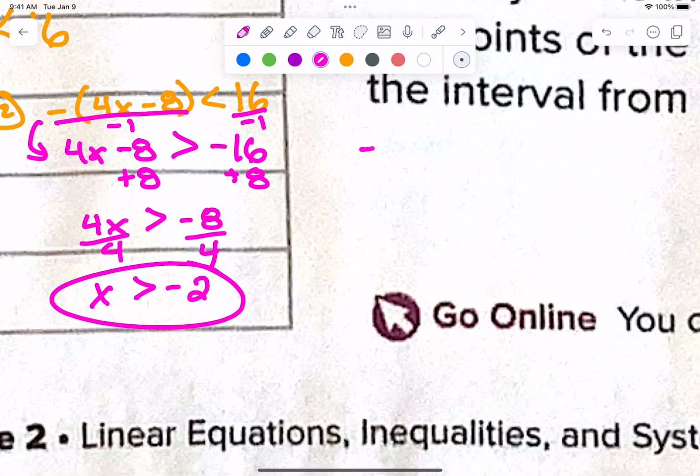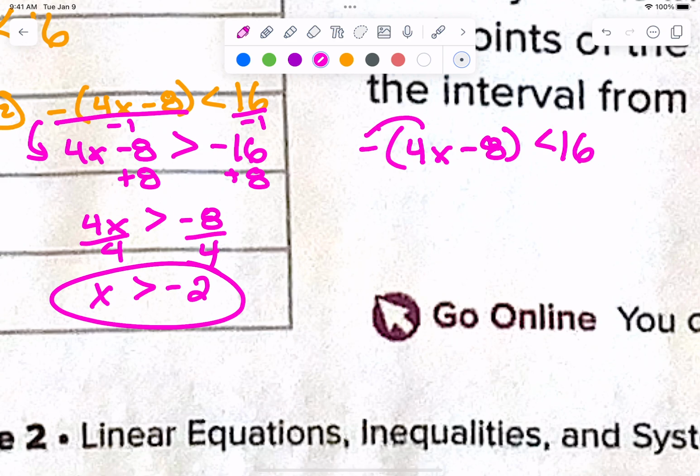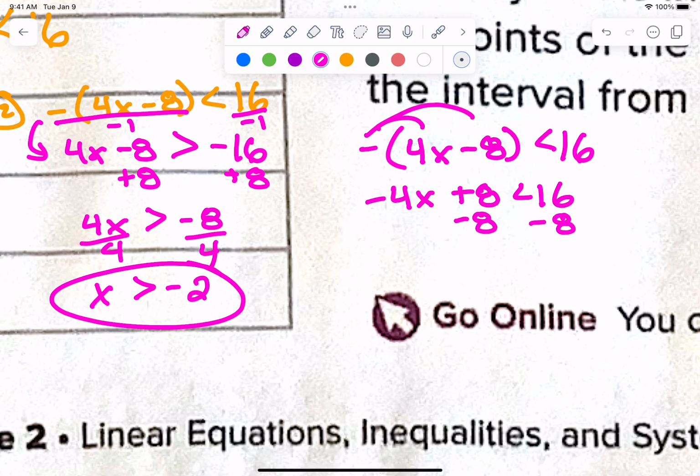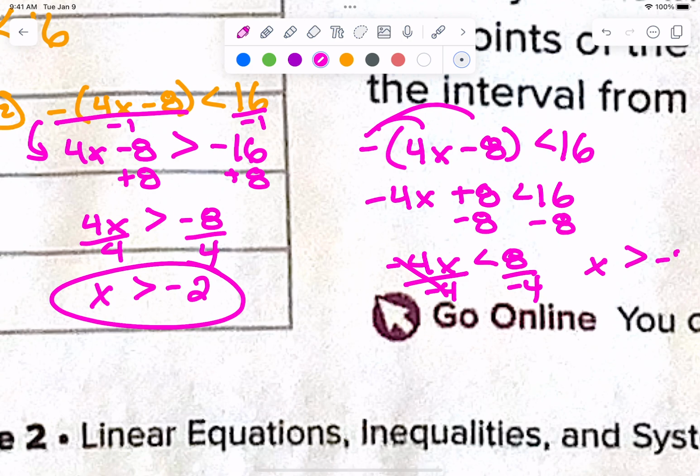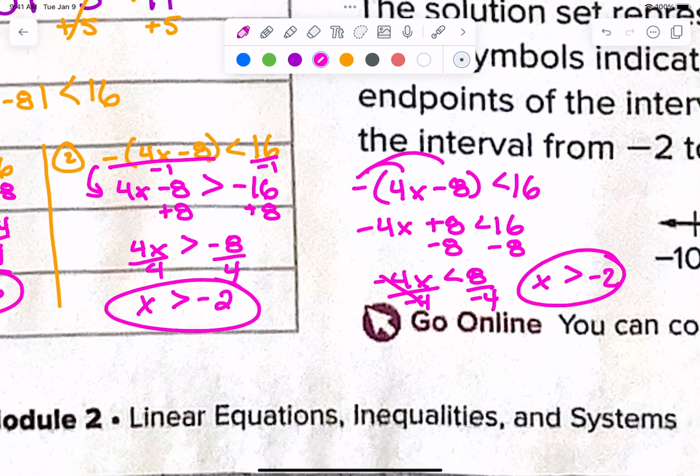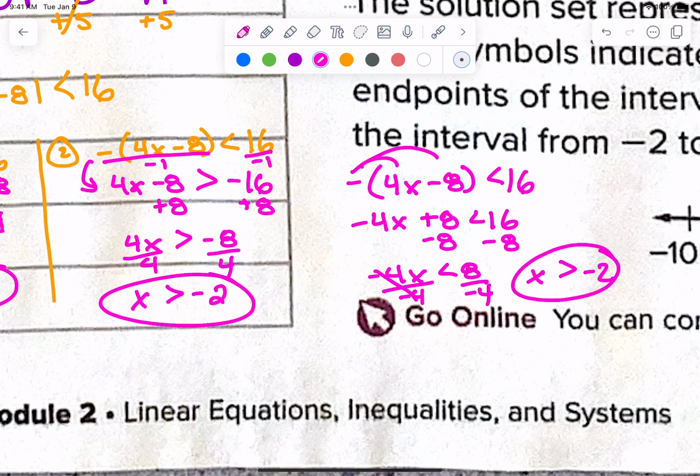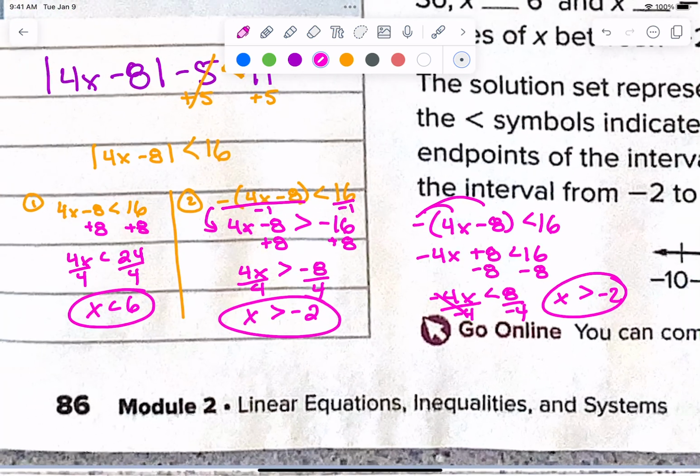Yeah. So let me show you what that looks like. Negative parentheses 4x minus 8 is less than 16. If you want to distribute the negative through, negative 4x plus 8. And then you would subtract the 8. You don't have to write this down. Negative 4x is less than 8, and then you divide by the negative at the end, which is going to flip your sign. Does that make sense? Okay? So with an inequality, when there's a less than or greater than symbol, we don't have to worry about this number being negative because it's going to be greater than negative 16 no matter what, right?